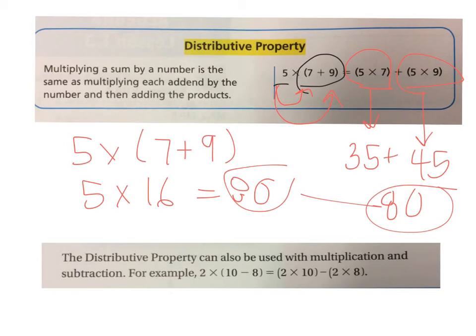Yeah, okay. Let's look at this. It's also in your book. It says the distributive property can also be used with multiplication and subtraction. So here, down here, we have 2 times the difference of 10 minus 8. Now we could do that first, and we know 10 minus 8 is 2, and we could do 2 times 2, or we could do 2 times 10 minus 2 times 8. We could distribute the multiplying to both of the numbers inside the parentheses. Okay?